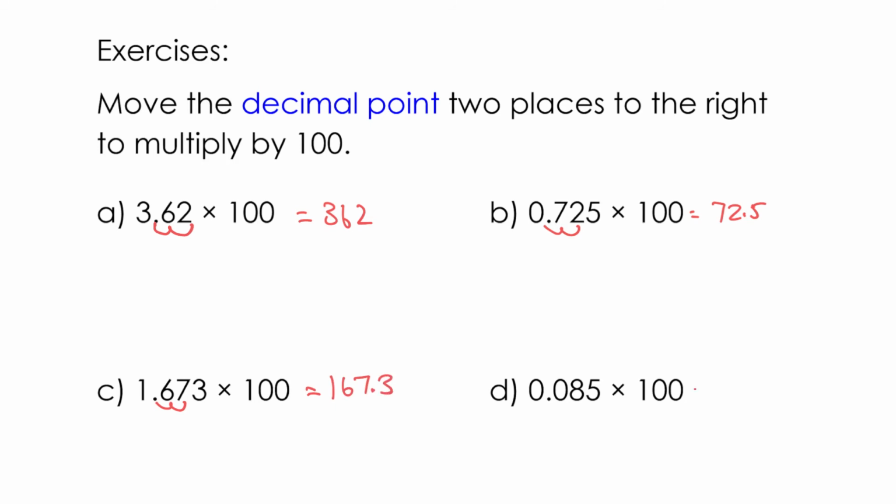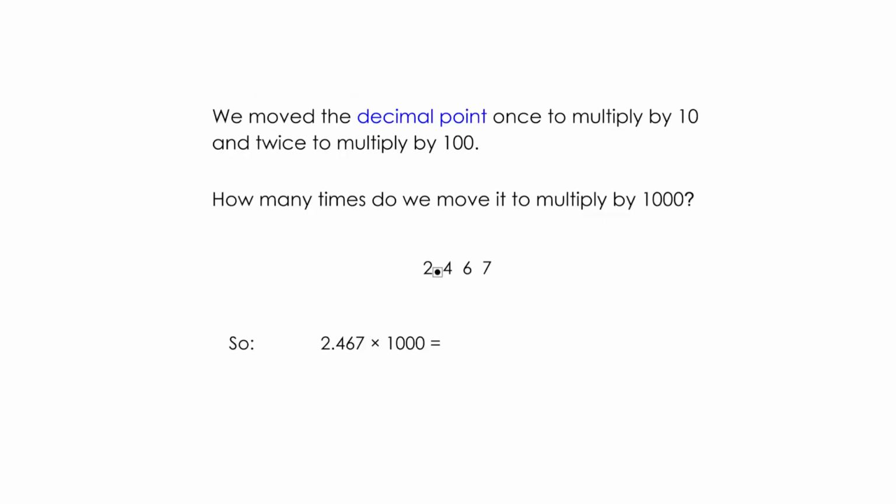167.3. And the last one, 128.5. Again, use a calculator to confirm these answers so you can see why they are right. We move the decimal point once to multiply by 10 and twice to multiply by 100.